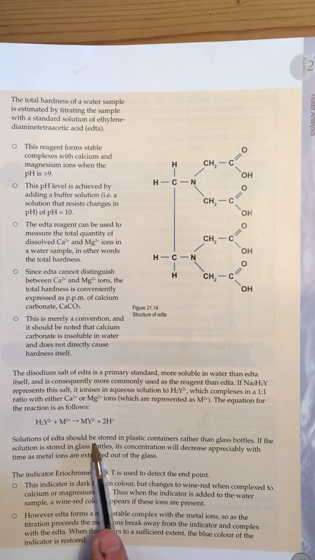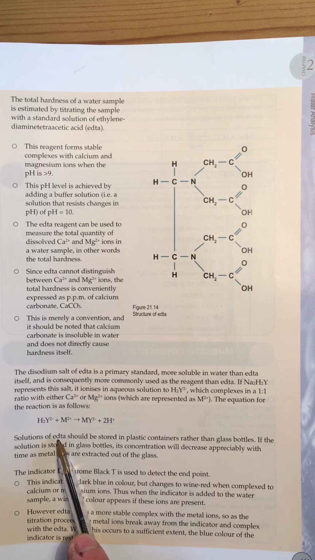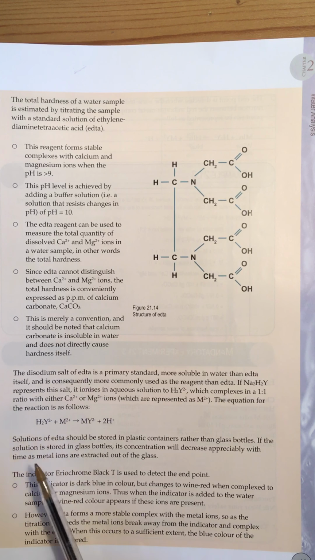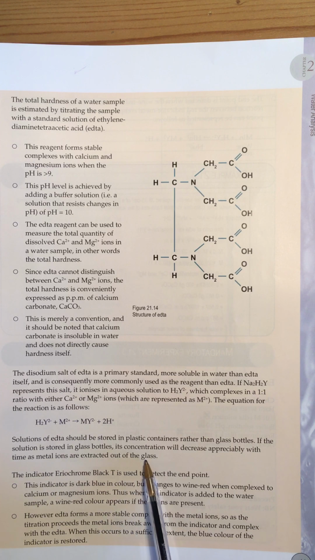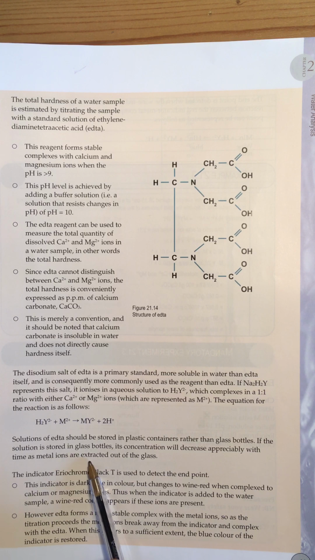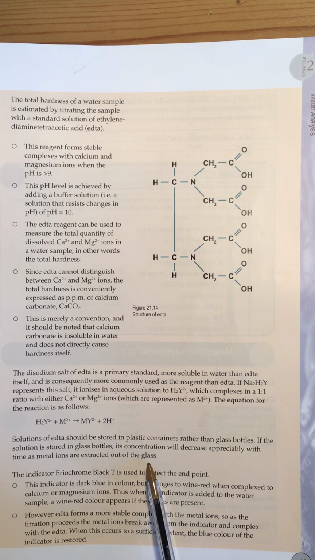Solutions of EDTA should be stored in plastic containers rather than glass bottles. And not just EDTA, but also the disodium salt, which is used. The reason for this is if the solution is stored in glass bottles, its concentration will decrease appreciably with time as metal ions are extracted out of the glass. So there are metal ions in glass and they go into solution.